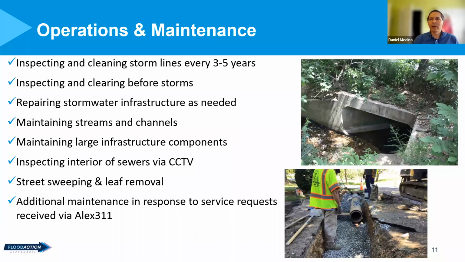We also use technology called closed circuit television. We put a little robot that has a camera down into the sewers, and the robot walks into the sewers and shows us a picture of what's going on. Sometimes we see cracks, we see roots going through the pipes, and that tells us the state of the pipe, and we can say, well, we need to replace it or we need to repair it.